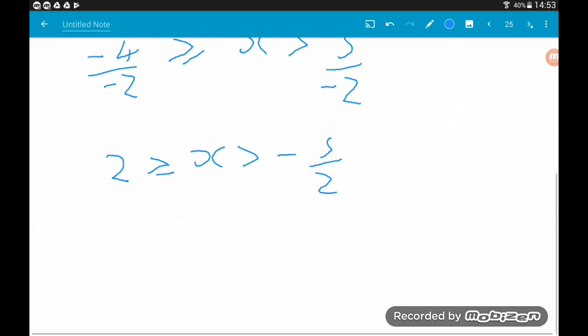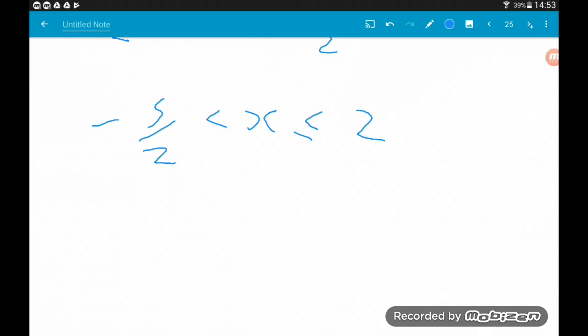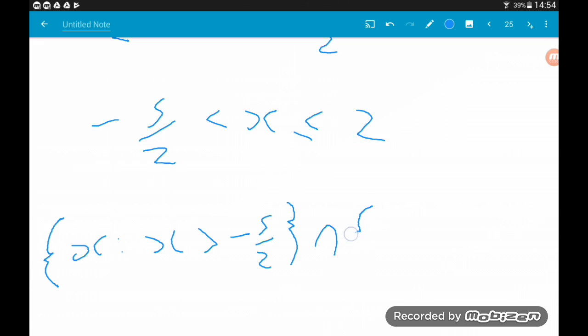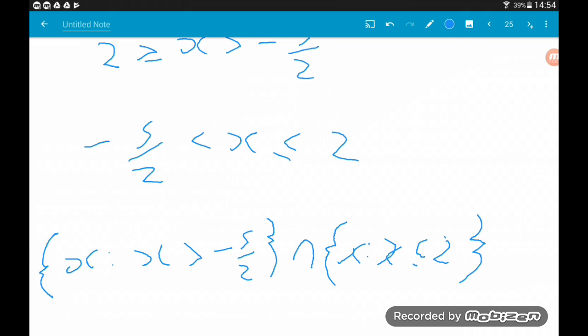Now really, we should rewrite this again to minus 5 halves is less than x, which is less than or equal to 2, like that. So what we've done there is reverse the order so that it's written in standard inequality form, written in the right order. So in set notation, you could say x such that x is greater than minus 5 halves, intersection, x such that x is less than or equal to 2. Like that. Good times.